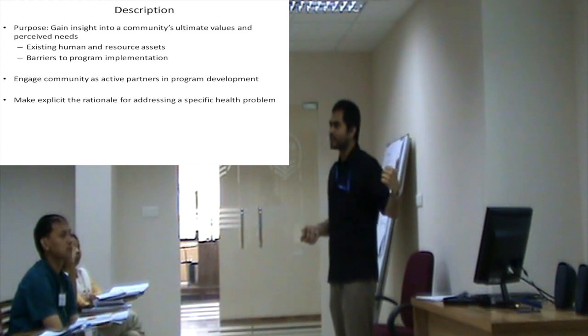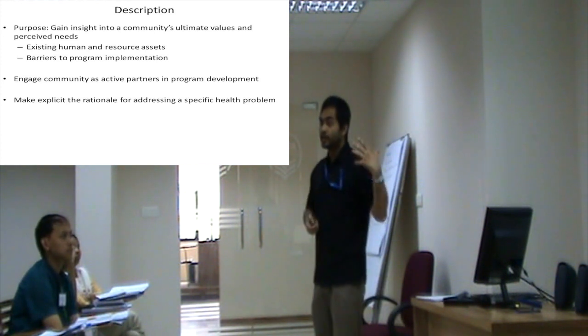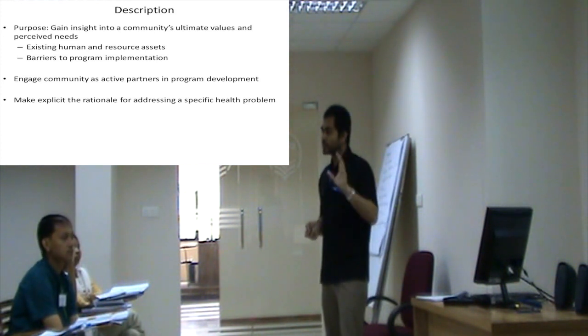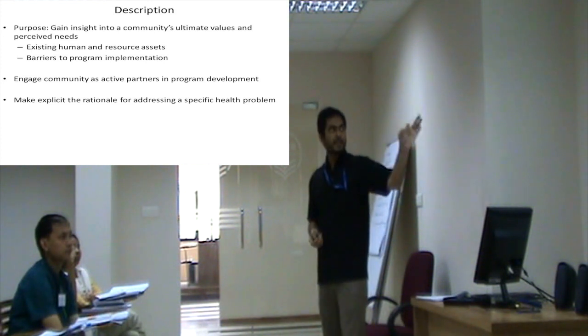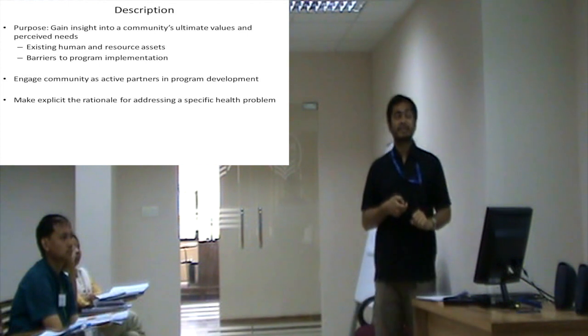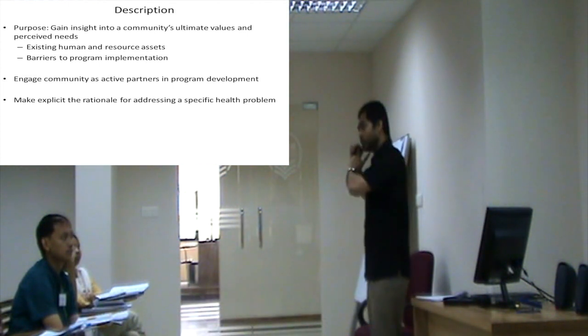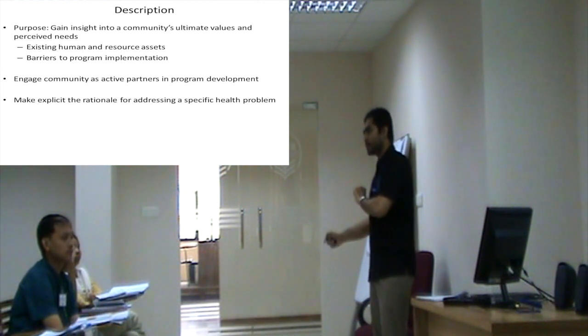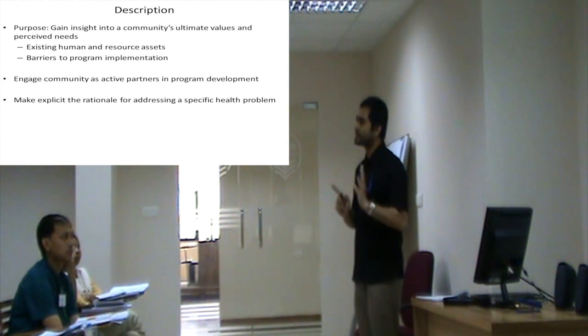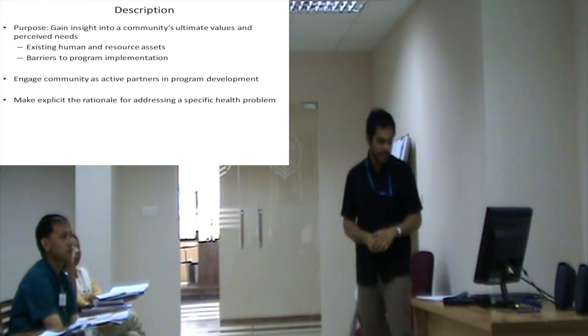If you don't do the social assessment, you simply go there and start your intervention, you may miss their perspective. So you do the social assessment to engage the people. Make explicit the rationale for addressing a specific problem. Why are you doing this? Those people should also know why you are doing certain practices in the community. You're trying to introduce something in the community, right?